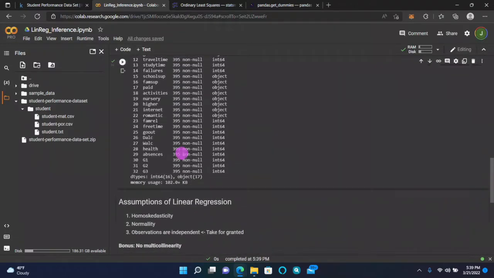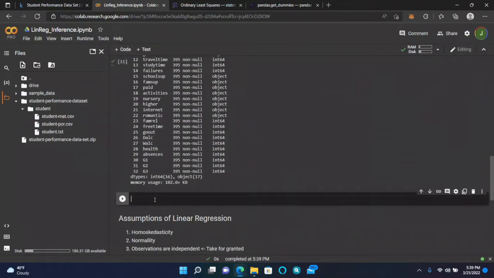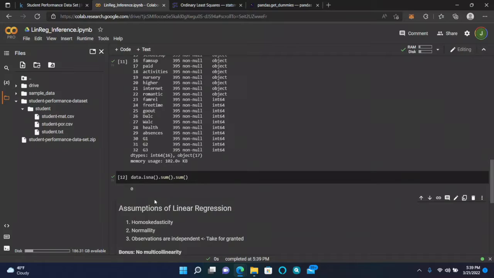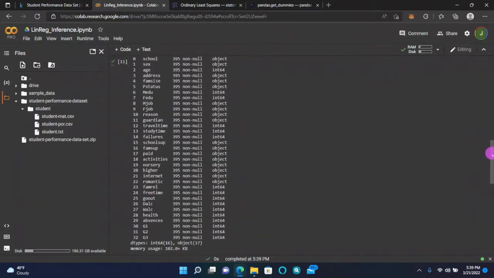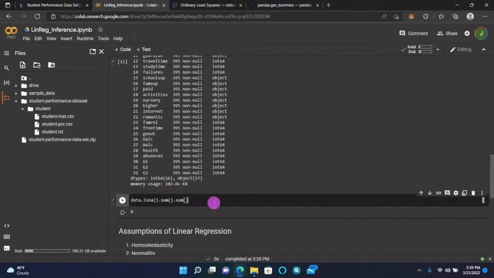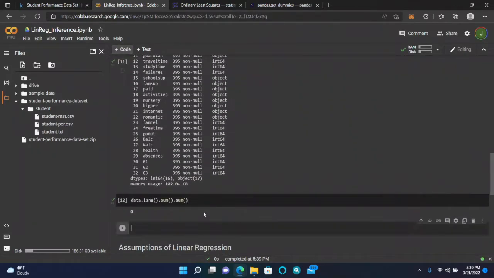Let's just make sure that there aren't any missing values. Okay, isna().sum(). That's going to tell us how many missing values are in each column. But if we do sum again, it'll tell us how many missing values altogether, which is 0. Now this is a lot of independent variables, and I don't really want to keep that many. So let's go ahead and just say that our y variable is going to be just the G3 column.